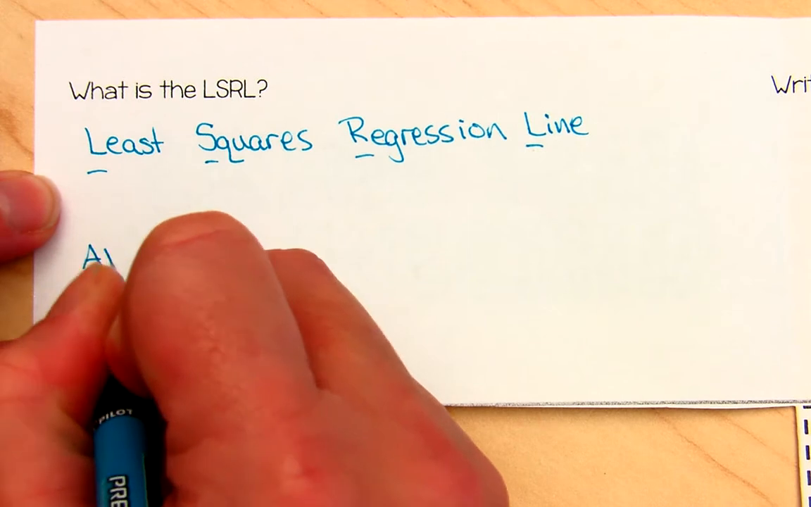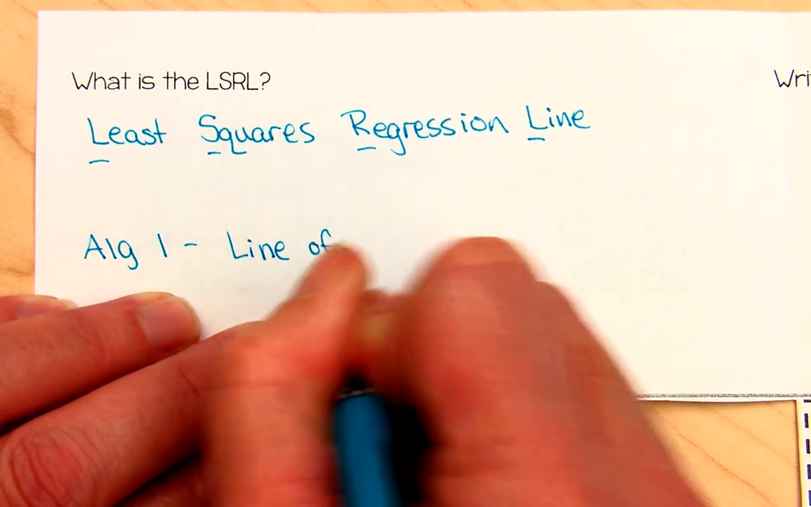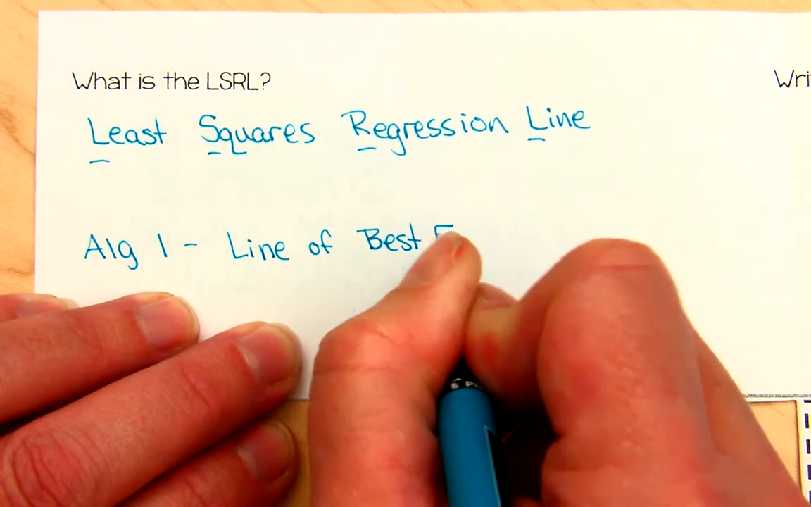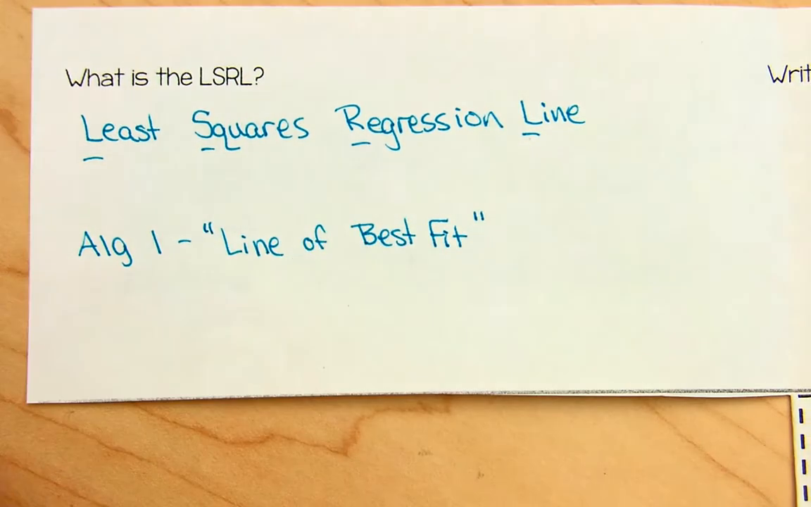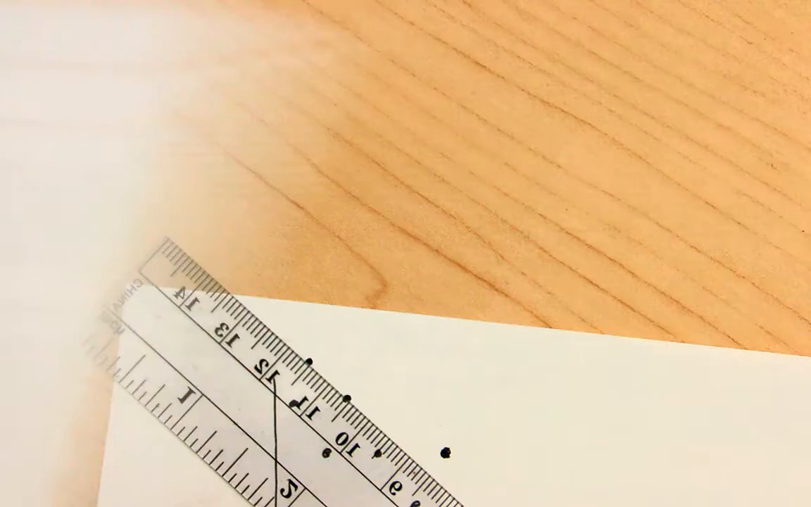In Algebra 1, you probably called this line of best fit. So it's the same concept. We just typically call it least squares regression line. Okay, so let me show you why we call it that.